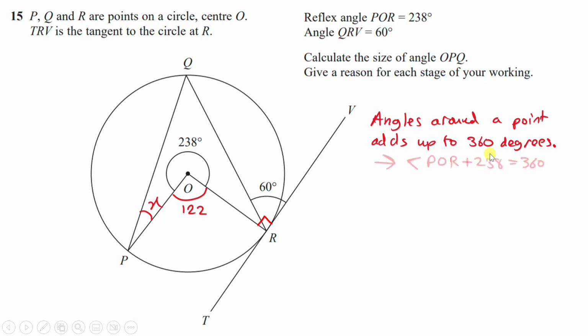And what point is that? That's basically the angle POR, which is this, plus the angle above it, adding up to 360. So therefore, POR is 122. That's cool. That's basically one mark for that.